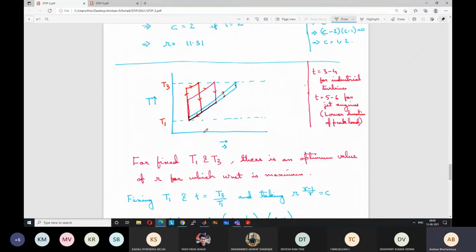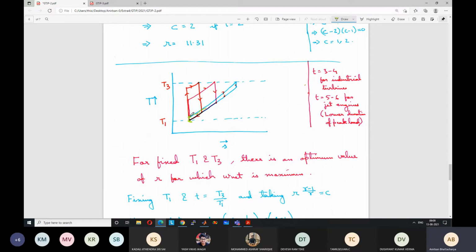Okay. So if the compressor pressure ratio is very small, this point is 1 obviously, and this will be 0.2. Very small change is occurring because there is a very small pressure ratio. So T2 by T1 will be very small. T2 by T1, which is equal to R to the power gamma minus 1 by gamma, is now small. So the cycle will look like this blue color cycle.